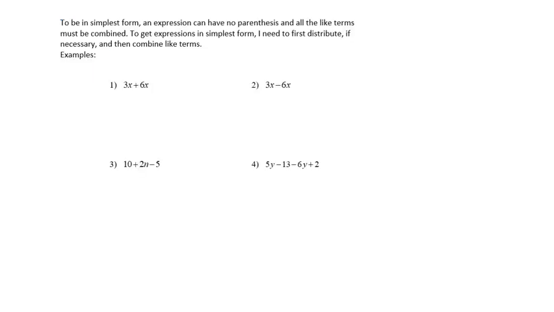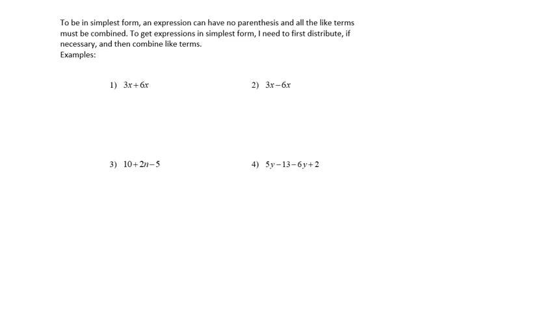All right, to be in simplest form, an expression can't have any parentheses, and all the like terms must be combined. So to get an expression in simplest form, we're going to distribute, because we multiply before we add or subtract. That's your order of operations right there. And then combine like terms. So if there are any parentheses, we take care of them first. Keep that in mind when we're simplifying.